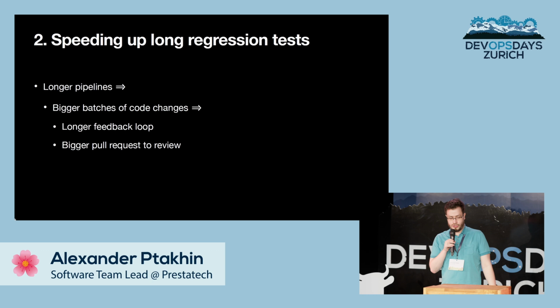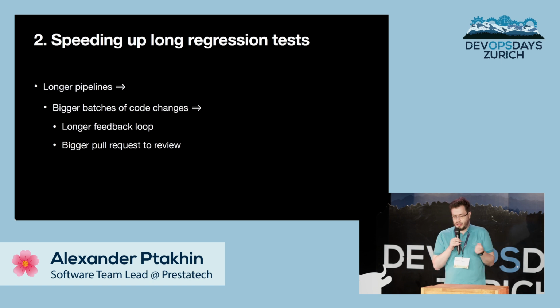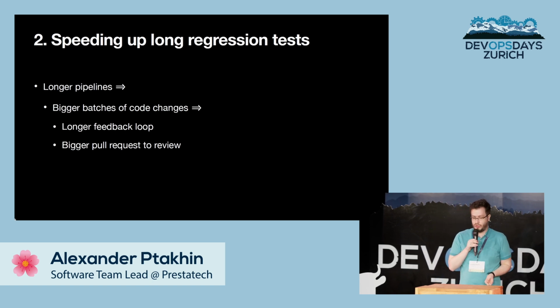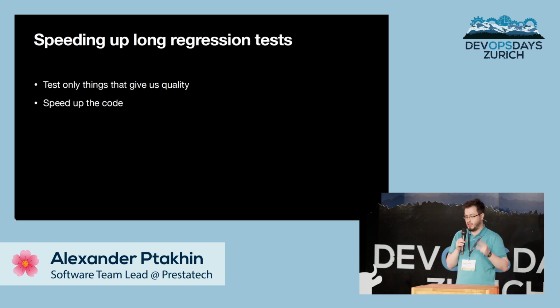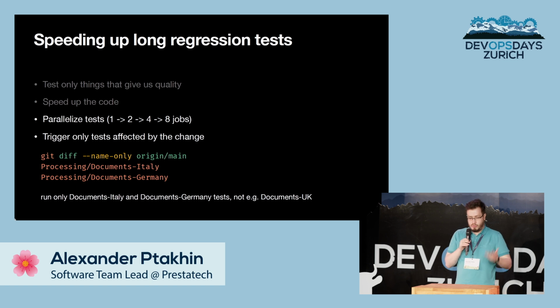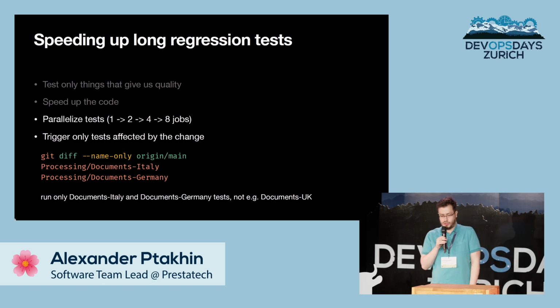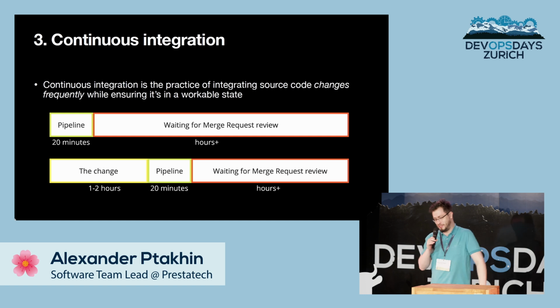Then, speeding up long regression tests, because longer pipelines and bigger batches of code changes mean a longer feedback loop and bigger pull requests to review. So what can we do? Let's test things that give us real quality. We don't need end-to-end tests every time. Let's parallelize tests, the simplest and easiest solution. And we can trigger only the tests affected by the change, using some Git tooling, and it's faster.